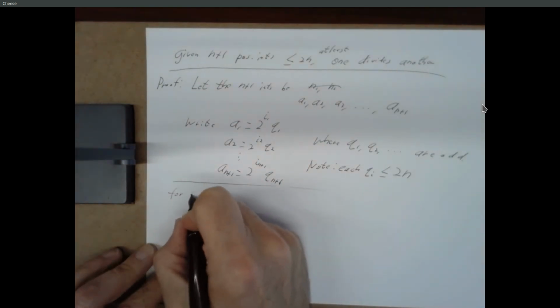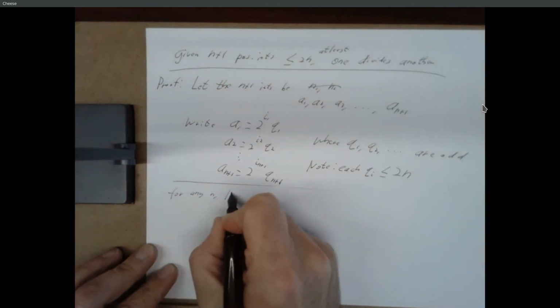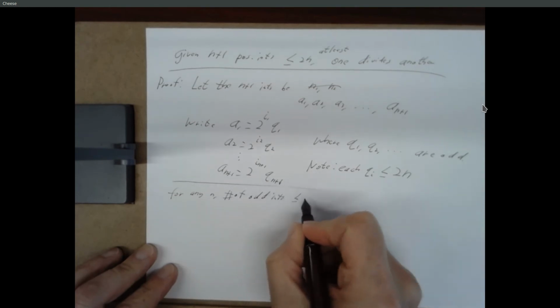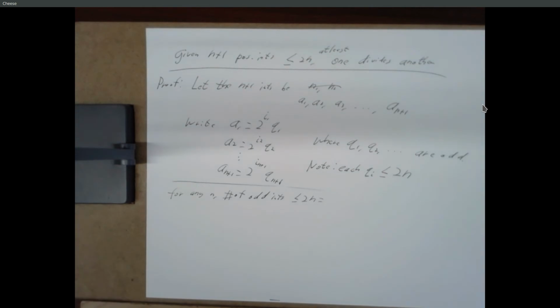Okay, for any n, the number of odd integers less than or equal to 2n is equal to what? How many odd integers are there from 1 to 2n for any n? I don't know, but you can play with some cases and make a reasonable guess. Well, it's going to be half of 2n, maybe, plus another one. Plus maybe another one, right?